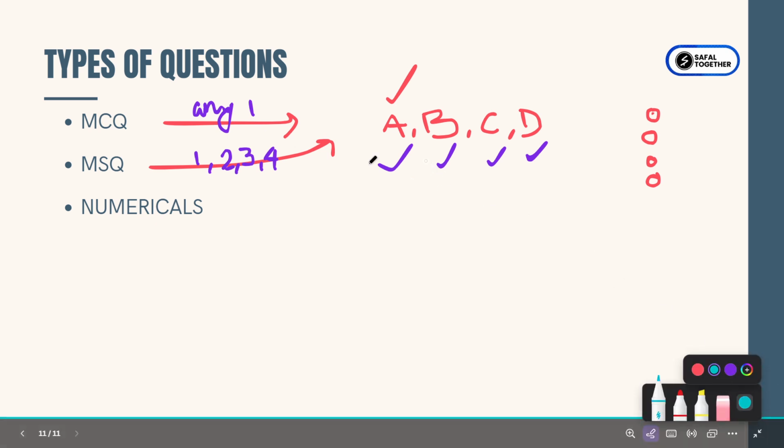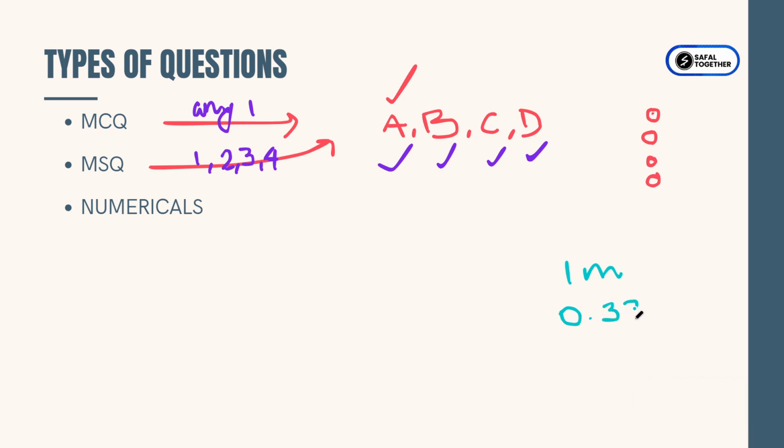Okay. So like I said, your 1 mark questions will have a negative marking of 0.33 if at all you get it wrong, and your 2 mark question will be a negative of 0.66. Okay, so the logic is 1/3 of your mark. Okay, 1/3 of whatever the question's mark is.